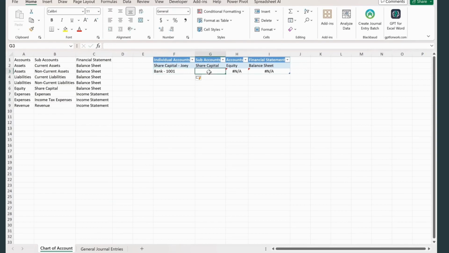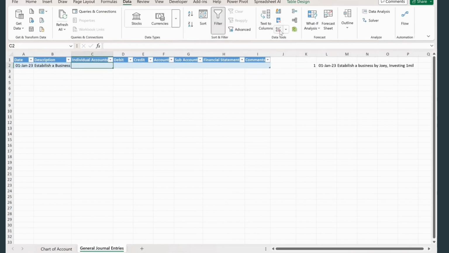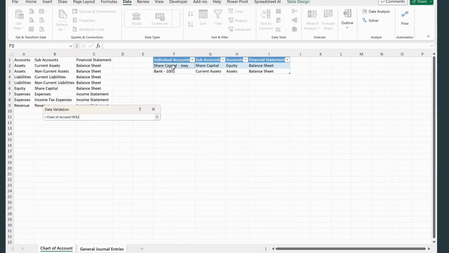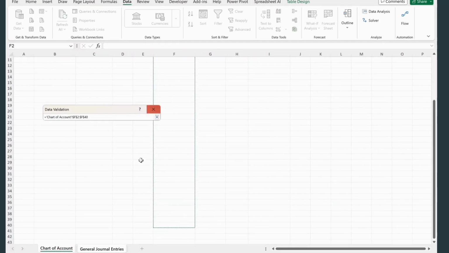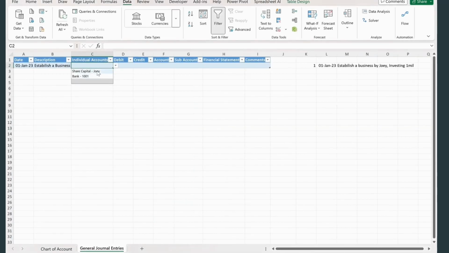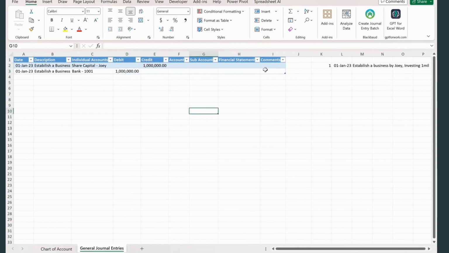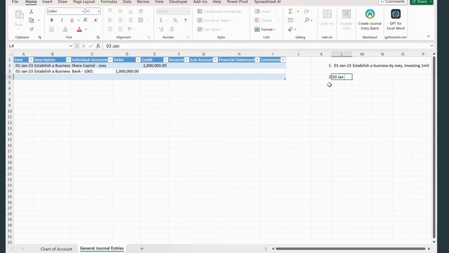Here we set bank 1001. You may have many other bank accounts. So that's why here we put 1001. Current asset, individual account. Here we create a data validation because we want our individual accounts are all selected from our chart of accounts. There's no menu entry, so we credit 1 million. We credit bank, we debit bank. Flip G.